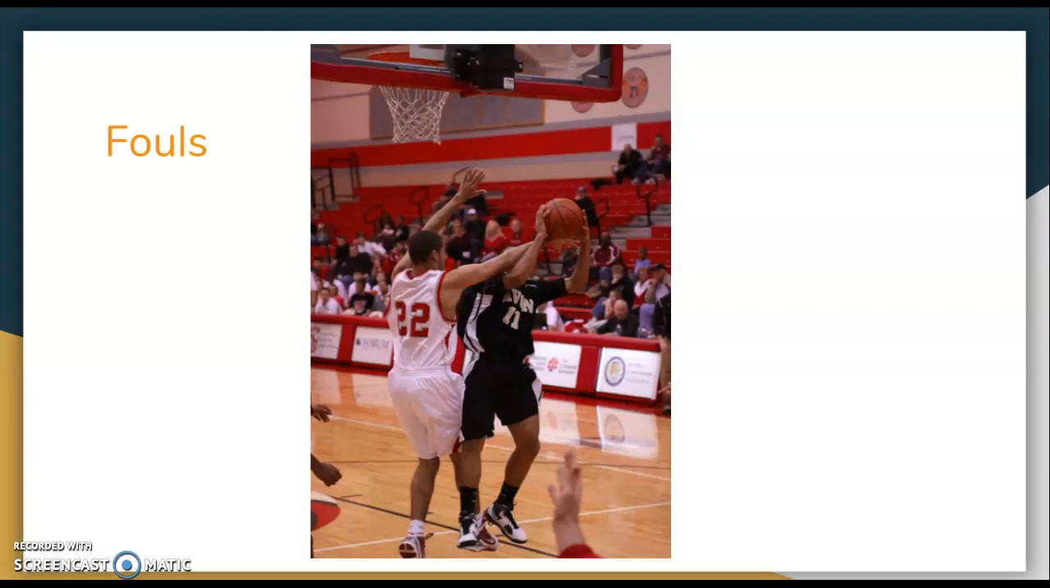Persistent fouling is when a player commits 5 or more continuous fouls. They will be removed from the game, however can still be substituted. A team foul means the other team is awarded 2 free throws. It occurs when the team have made 5 fouls of any kind in a single period of time.